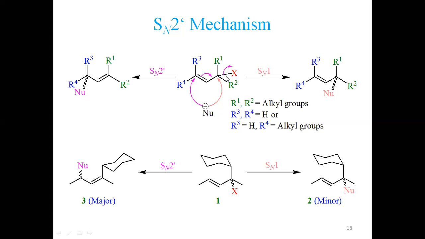But if this group leaves and this pi electron transfers there, generating a positive charge, because when this R2 and R3 are here, there is a steric factor.